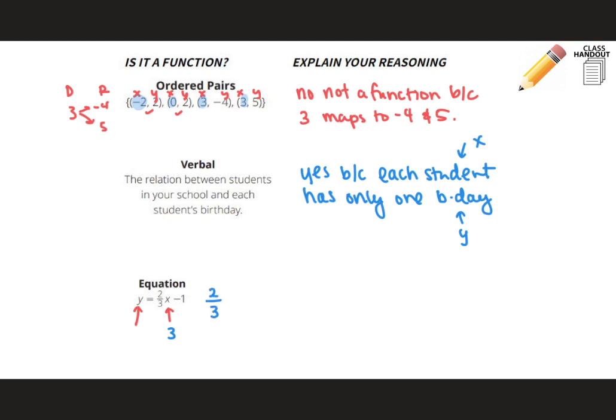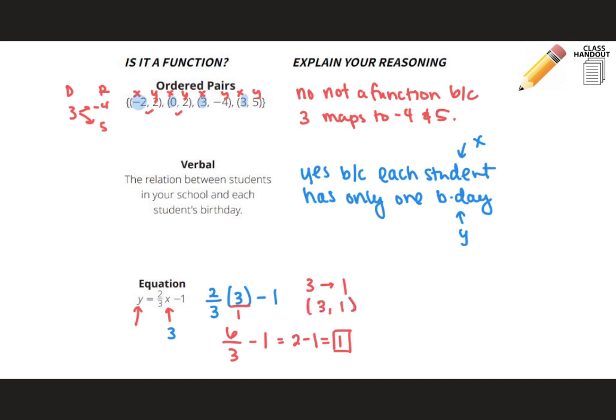So I have 2/3 times 3 minus 1. So to remind you, the way that you multiply a fraction times a whole number is you can turn that whole number into a fraction, and then you just multiply the top numbers. So 2 times 3 is 6, and multiply the bottom numbers, the denominators. 3 times 1 is 3. Then we have 6 divided by 3 is 2. So that's 2 minus 1, which is 1. Okay, so when I plugged in the x value of 3, I got 1. So that gives me an ordered pair of 3, 1.